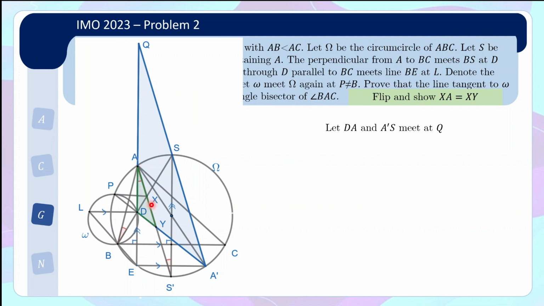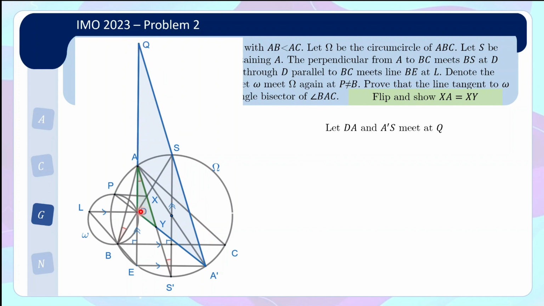But still, this green segment, AX equals XY, is not very friendly because it seems to end in the middle of nowhere. So instead, this motivates us looking at the blue segment instead. So this is why I had to shrink my diagram a little, but basically we consider the point A prime S extended and the point DA, let them intersect at the point Q.